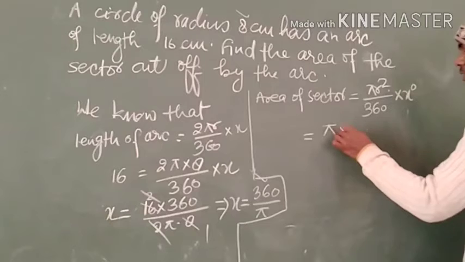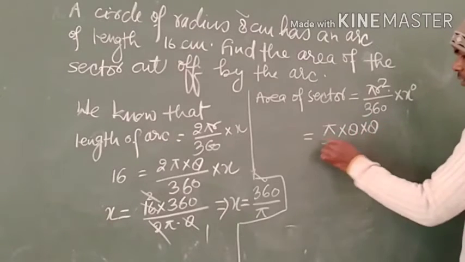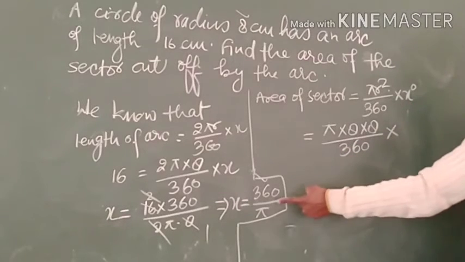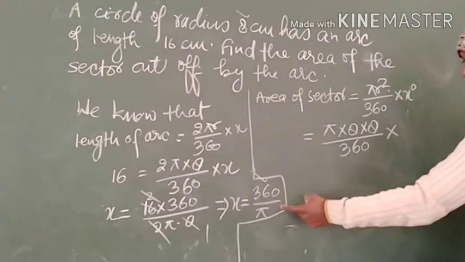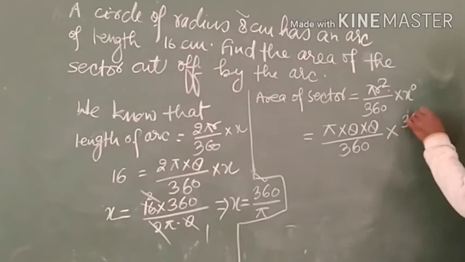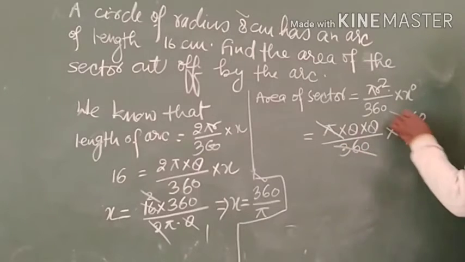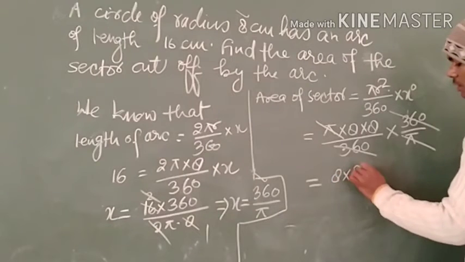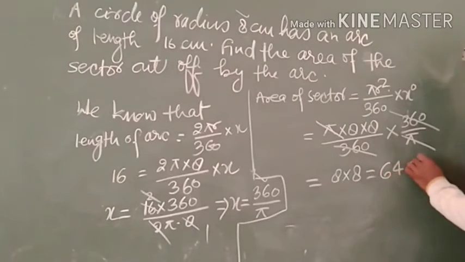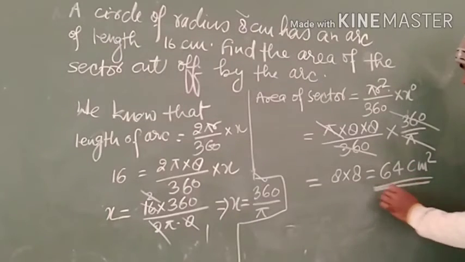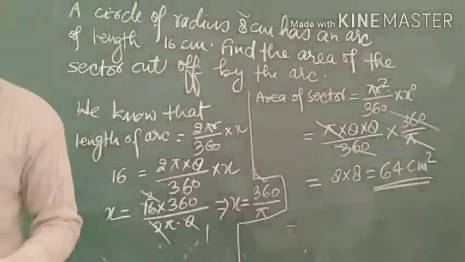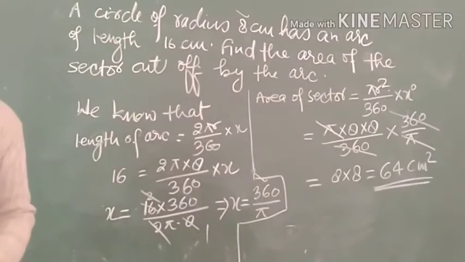The value of r is 8 into 8 upon 360 degree multiplied by the value of x we have found here, that is 360 upon pi. So write here 360 upon pi. Pi and pi cancelled out. 360 and 360 cancelled out. So here we get 8 into 8 is equal to 64 centimeter square. Therefore, 64 centimeter square is the required area of the sector of the given circle.